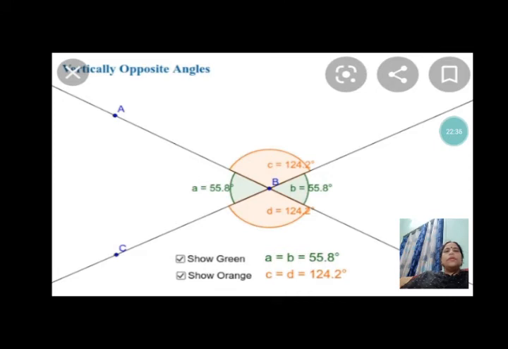So here also see, angle A is equal to angle B, the measure of both is 55.8, because they are vertically opposite angles. And then angle C is equal to angle D, there also they are vertically opposite angles, so their measure is equal.